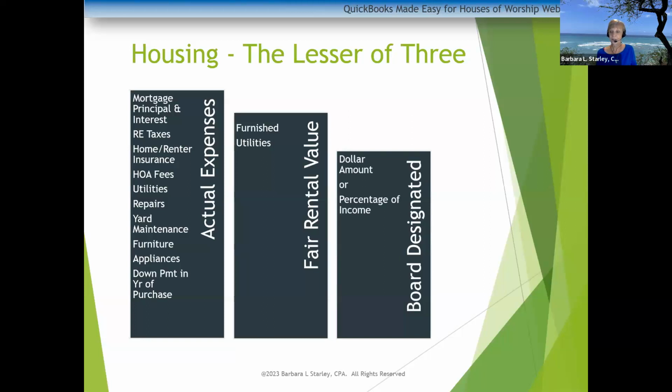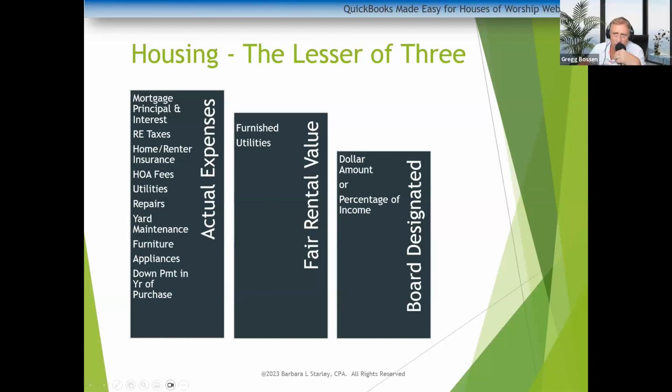So while the actual expenses say that you can declare your down payment in the year of purchase of a new home, it almost always will make your actual expenses greater than the fair rental value or the board designated. So even though it says that you can do that, you probably won't be able to, right? I just want to make sure that's understood.